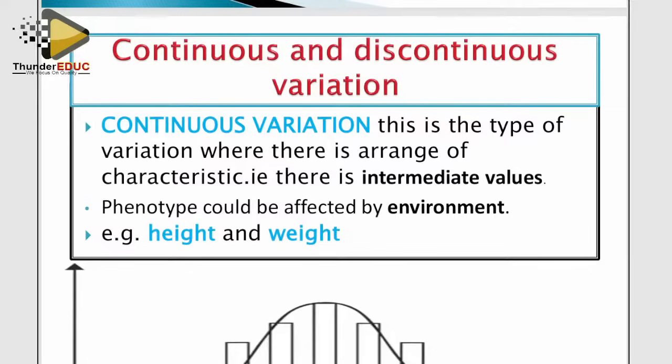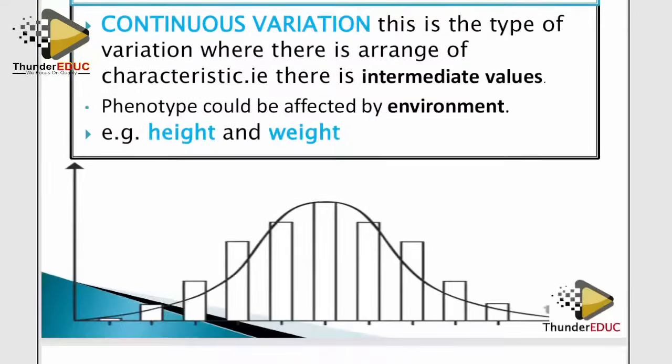So whatever doesn't change from the time you are born until you die is discontinuous variation. But the one which changes, for example the size, the height, everything, we call it continuous variation. Imagine the size of your head now and the size of your head before. It's not the same. The shoe size is not the same. So those are continuous variation.